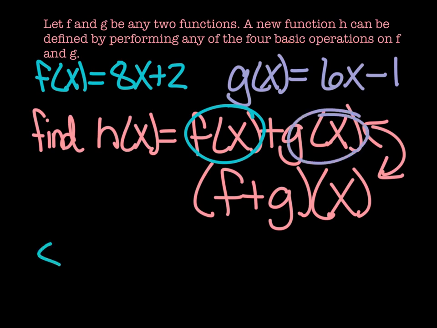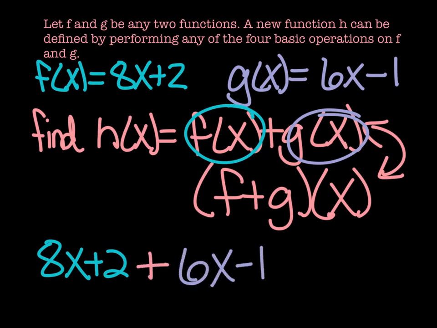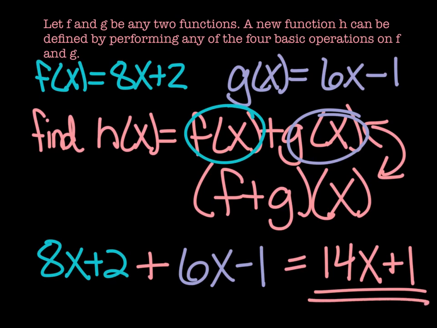So we're going to take 8x plus 2 plus 6x minus 1. And then it's easy peasy, right? You just combine like terms. 8x and 6x is 14x. And plus 2 minus 1 would be plus 1. So our h of x is 14x plus 1.